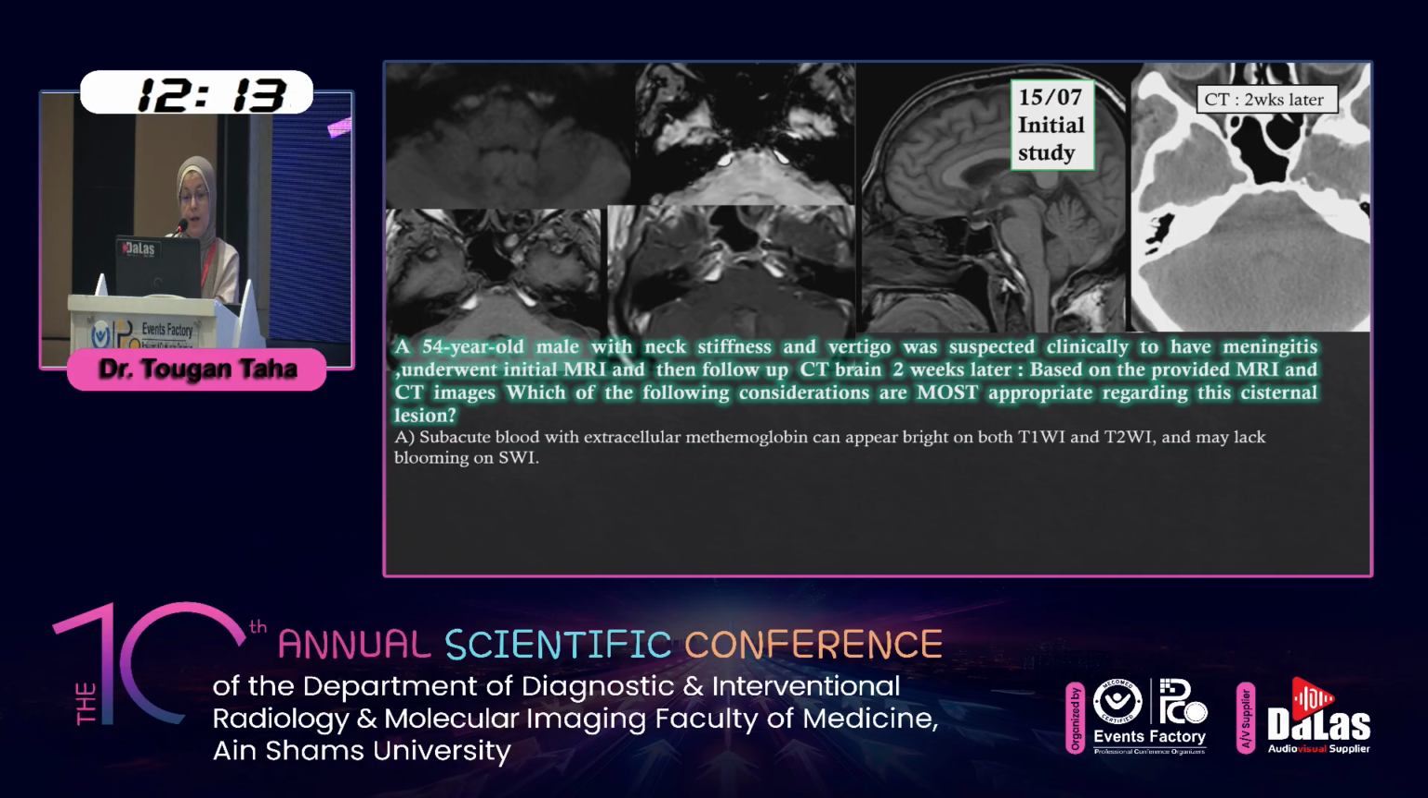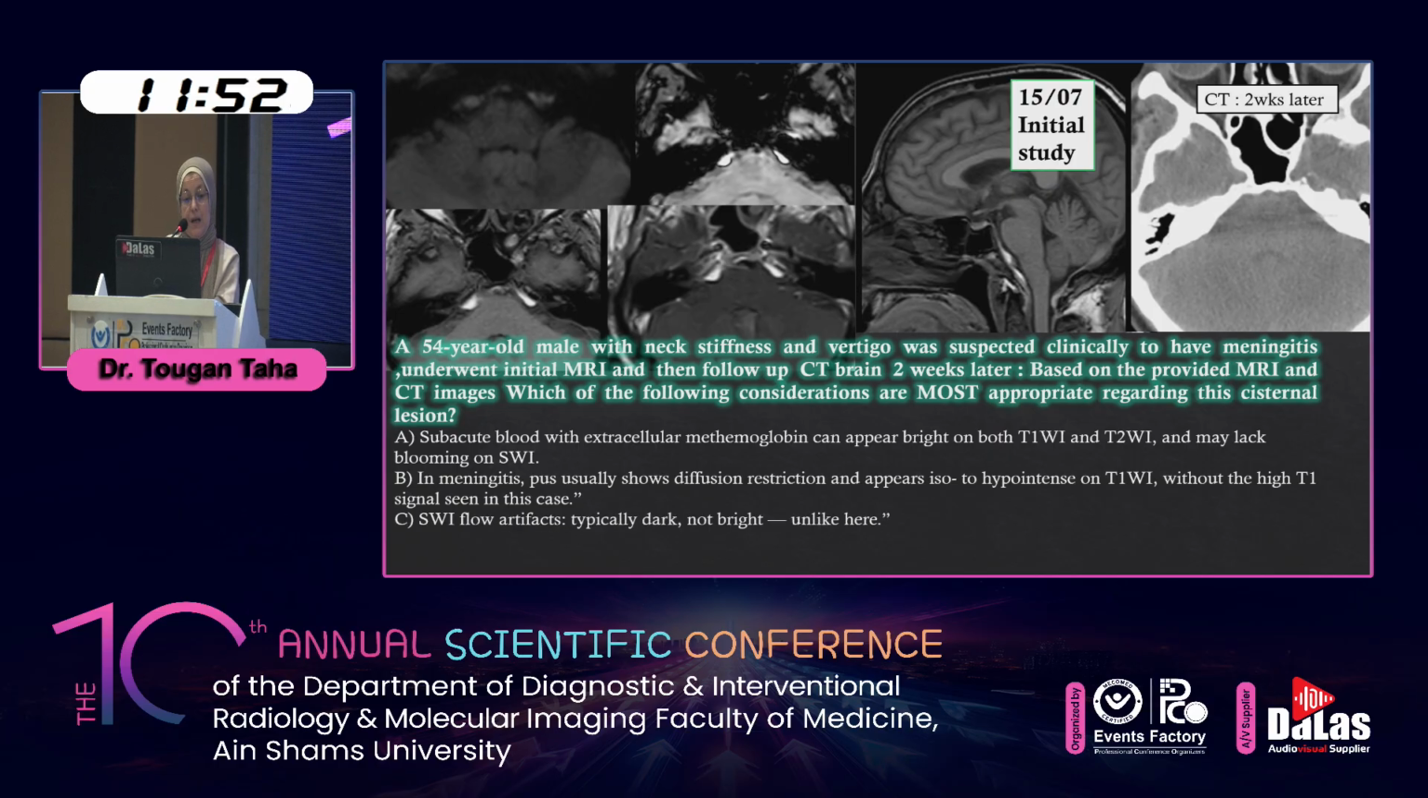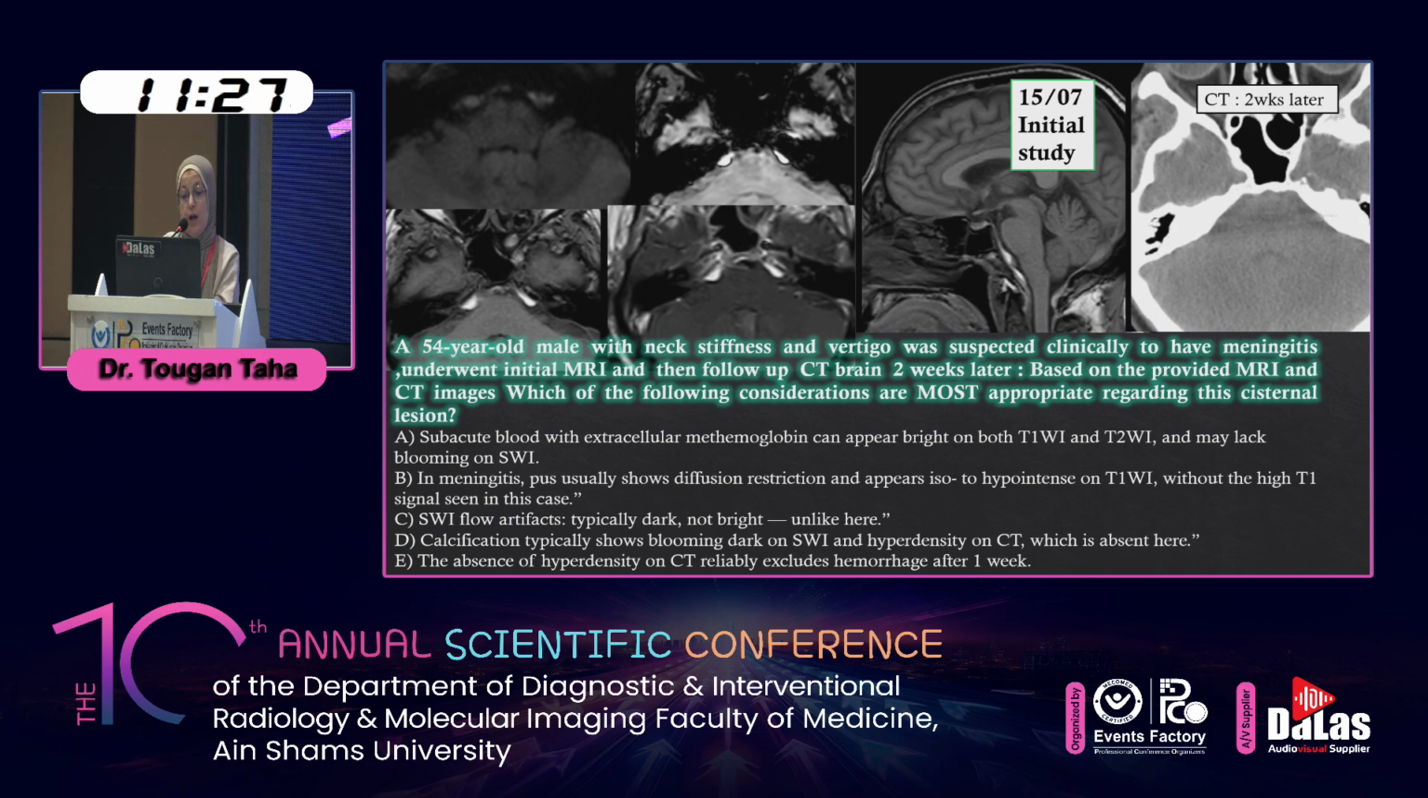This is subacute blood with extracellular methemoglobin that can appear bright on T1, T2, and may lack blooming on SWI. In meningitis, pus usually shows diffusion restriction, appears iso or hypointense on T1 without the high T1 signal seen in this case. SWI flow artifact is typically dark, not bright, unlike here. And calcification typically shows blooming dark on SWI and hyperdensity on CT, which is absent here. The absence of hyperdensity on the CT reliably excludes hemorrhage after 1 week. So what do you think?